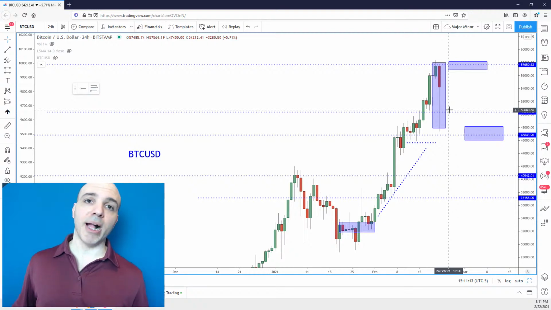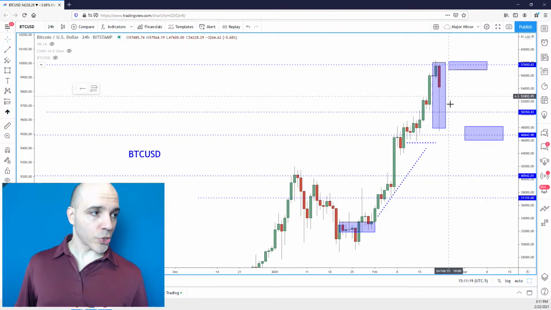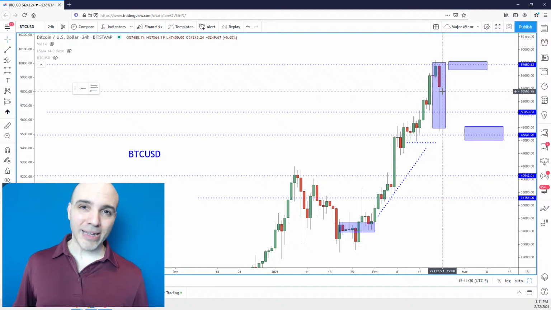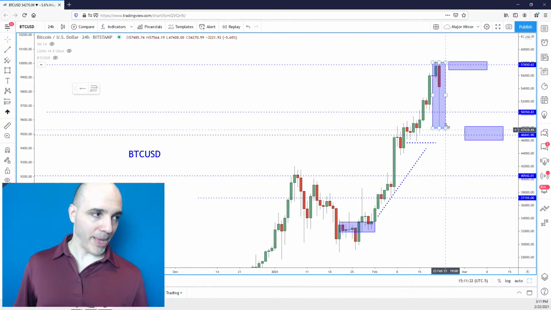We always talk about the difference between swing trading and position trading. Position trading is like investing. So when you have a sharp pullback, I mean, this was almost 10,000 points at one point. What's the high to the low? What's the range of this candle? 57.5 is the high. The low is 47.4. That's 10,000 points, basically.